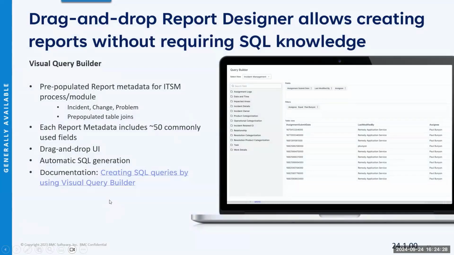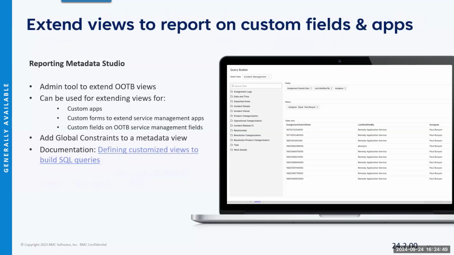We just saw a demo of Visual Query Builder. This is now generally available, a drag and drop report designer that allows you to create reports without having to write SQL. We've got all the metadata views for all the important objects in service management. How can you extend your metadata views to report on your custom fields and applications? We just saw Reporting Metadata Studio. This is an admin tool that you can use to extend the capabilities of Visual Query Builder. We saw this in the demo too.